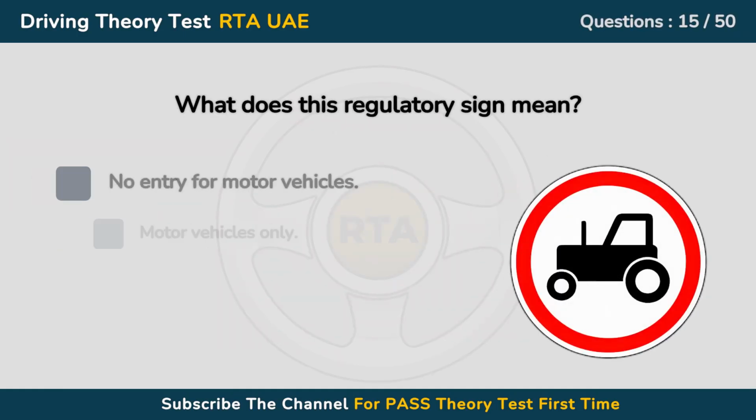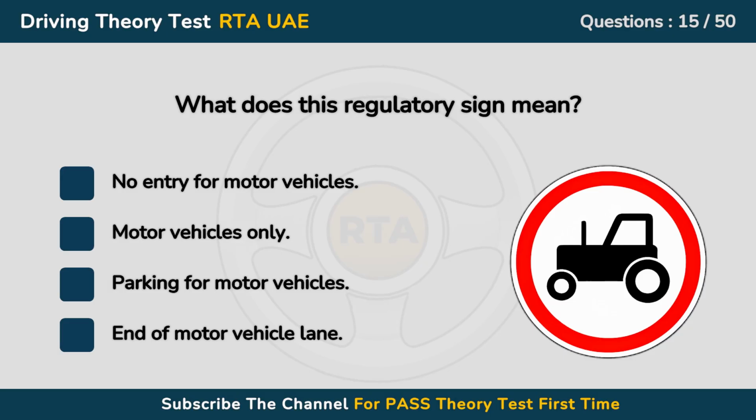Question 15. What does this regulatory sign mean? A. No entry for motor vehicles. B. Motor vehicles only. C. Parking for motor vehicles. D. End of motor vehicle lane.